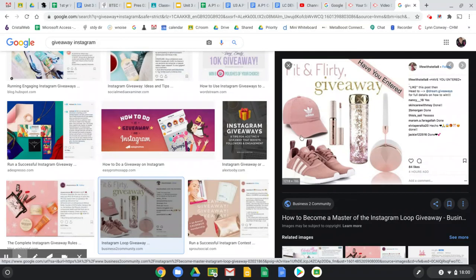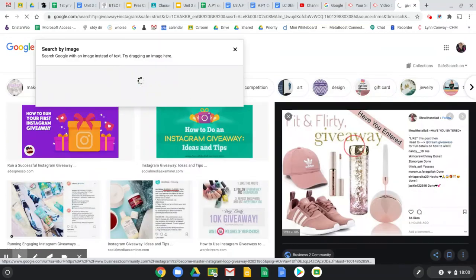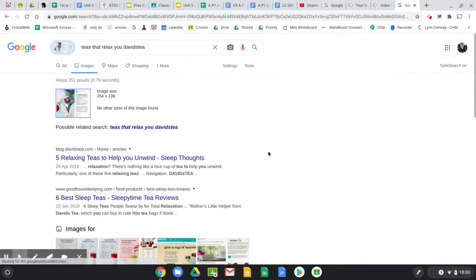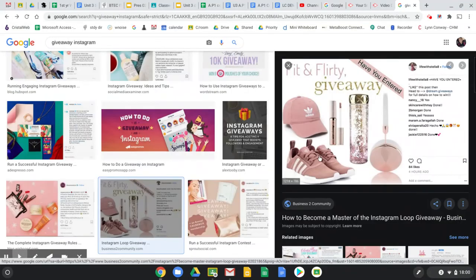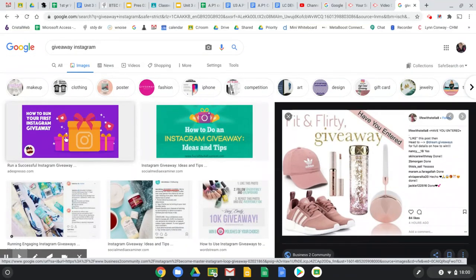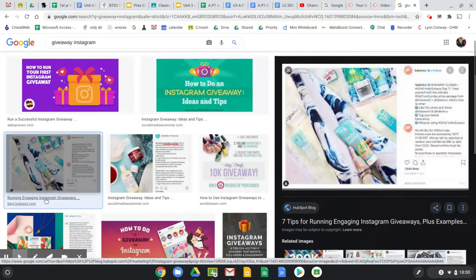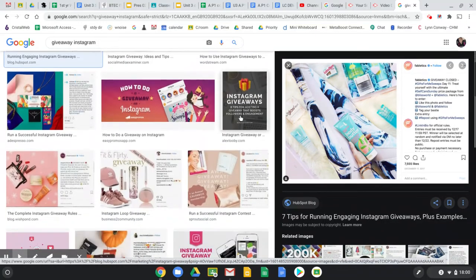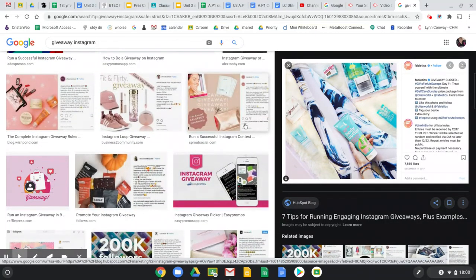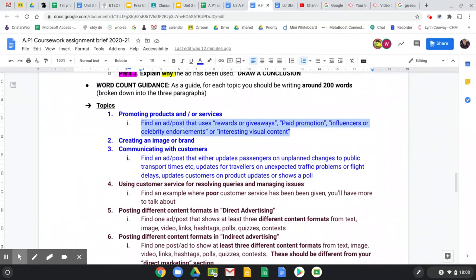That's fine. So the key to getting the right sort of screenshot is to make sure that it actually is a social media ad. Certainly something like this would not be right, but something like this, where it's clearly from social media, is the perfect screenshot for you. So you have a look around and find a really good example of either, like I said, a giveaway, paid promotion, celebrity endorsement. So one of those, and find a screenshot that you want to use in your coursework.